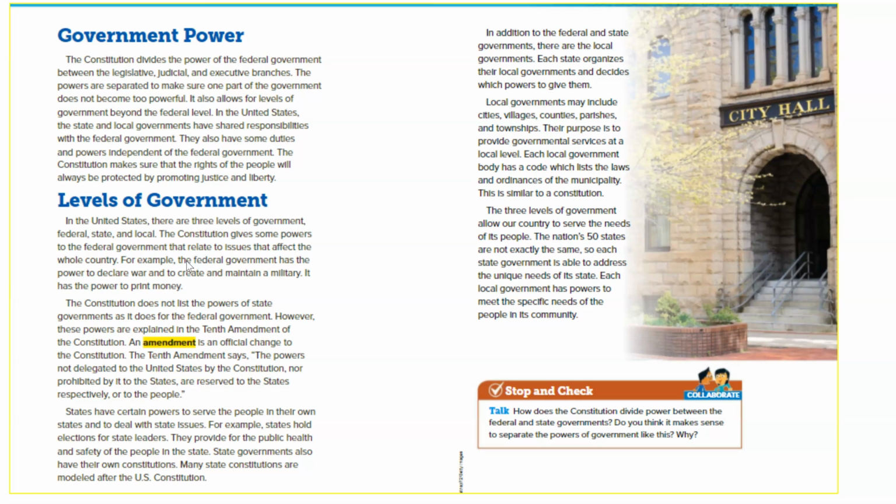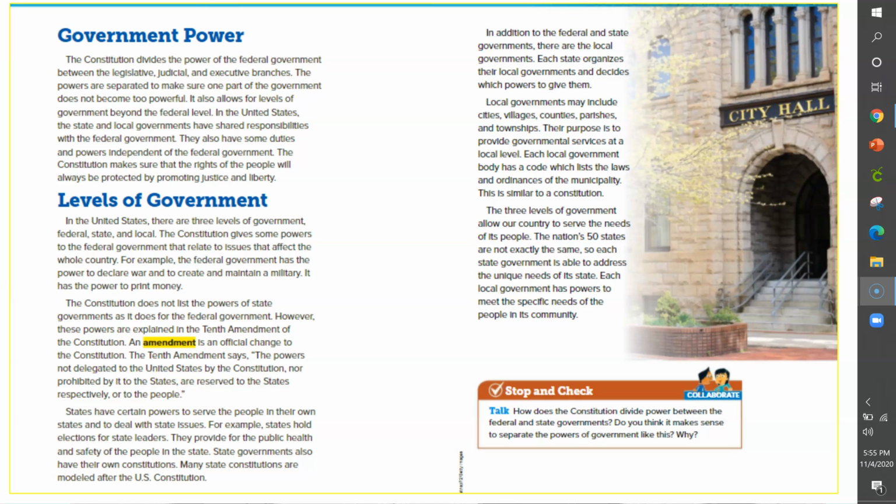Let's keep on reading. Government power. The Constitution divides the power of the federal government between the legislative, judicial, and executive branches. The powers are separated to make sure one part of the government does not become too powerful. It also allows for the levels of government beyond the federal level.